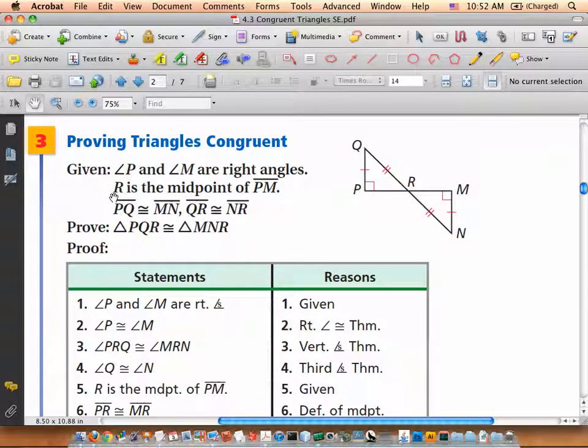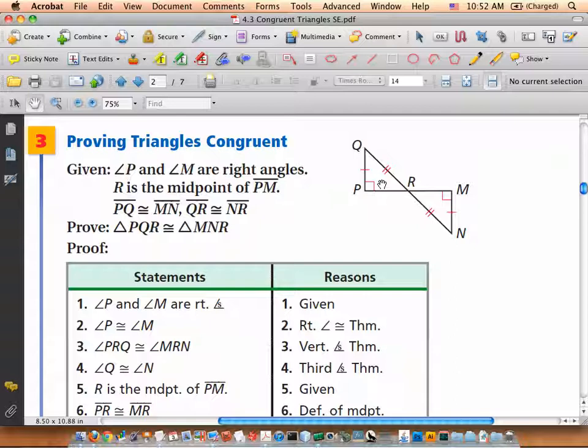What am I told about point R? It's the midpoint of PM. So if R is the midpoint of PM, what has to logically follow from there? PR and MR, or RM, are congruent to each other, and the reason behind that would just be the definition of midpoint. So now, do we have all of the corresponding sides congruent?